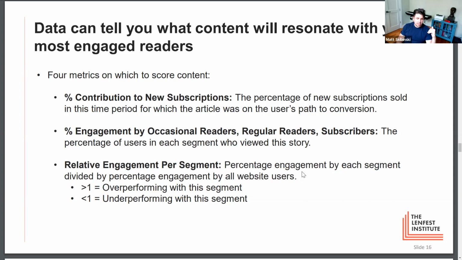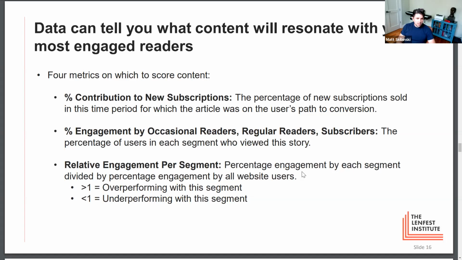Which content is being consumed by the different categories of engagement that I just mentioned. So occasional readers, just once, what are they reading versus regular readers, people reading 2 to 5 articles a month, and what are subscribers reading, etc.